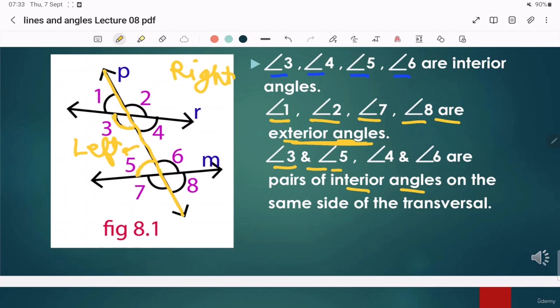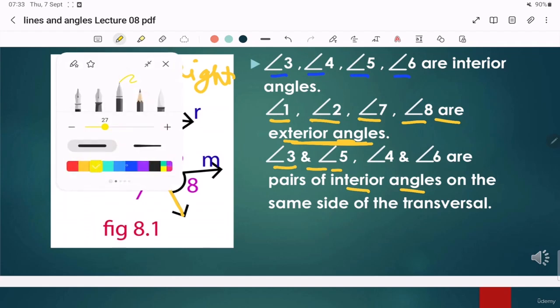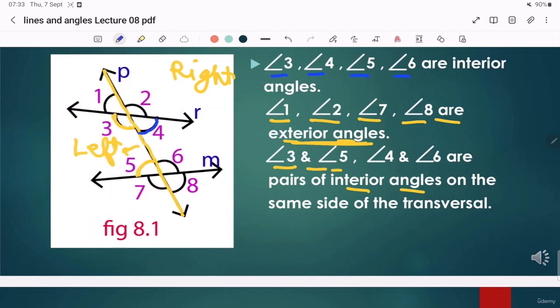Angle 3 and angle 5 are a pair of interior angles which are on the same side of the transversal, and this angle 4 and this angle 6 are another pair of interior angles which are on the same side of the transversal. These two angles are on the right of the transversal. So we have two pairs of interior angles on the same side of the transversal. Angle 3 and 5 is one pair, on the left of the transversal. Angle 4 and 6 are another pair, on the right of the transversal.